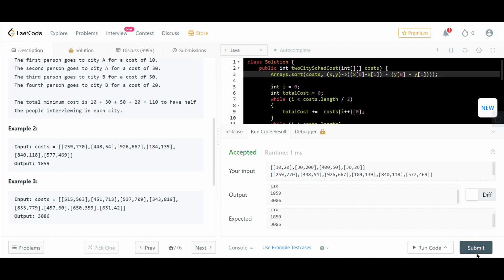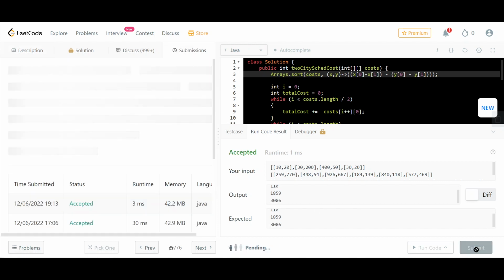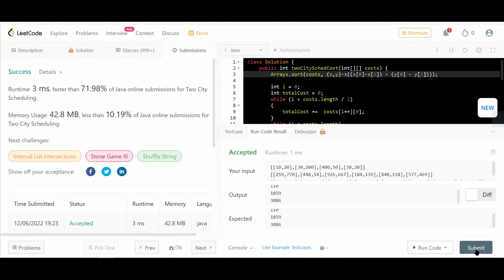Okay. All accepted. Let's submit. All right, this looks fine to me.